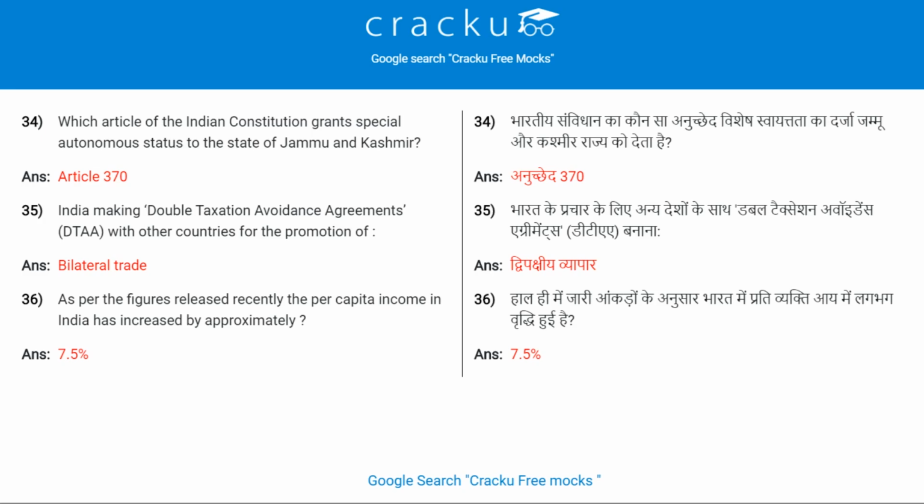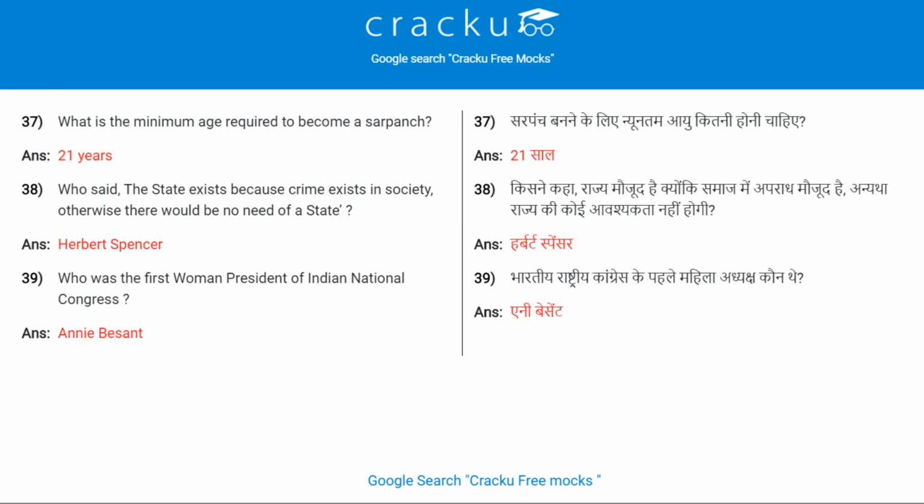India makes double taxation avoidance agreements with other countries for the promotion of bilateral trade. As per the figures released recently, the per capita income in India has increased by approximately 7.5%. What is the minimum age required to become a Sarpanch? 21 years.